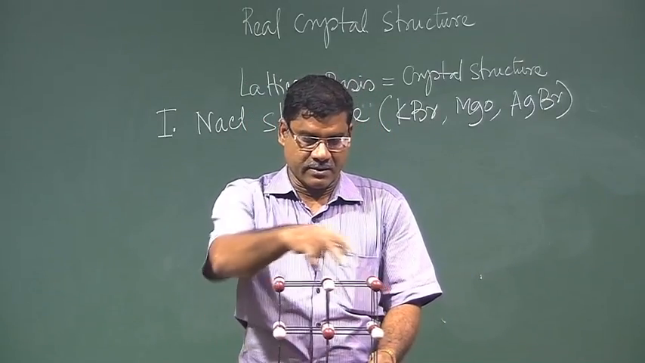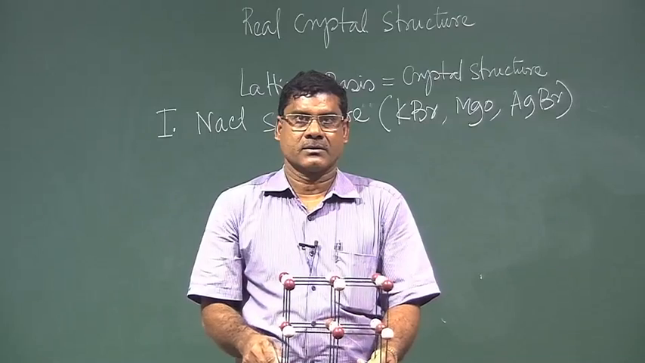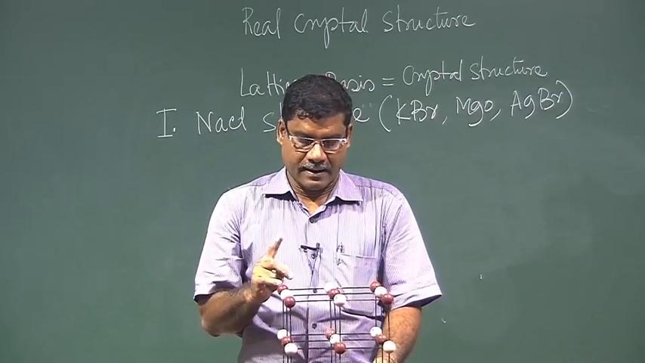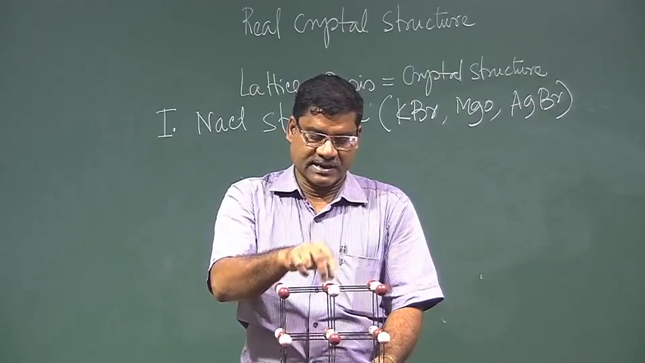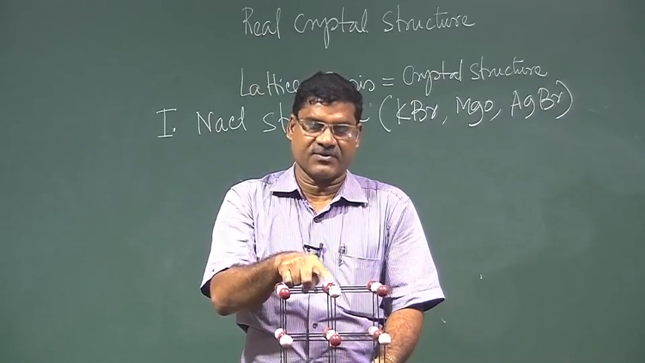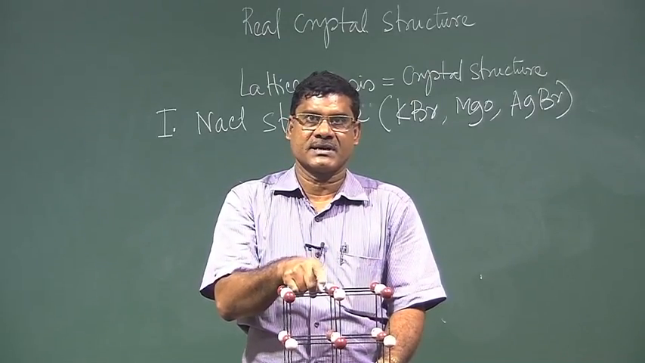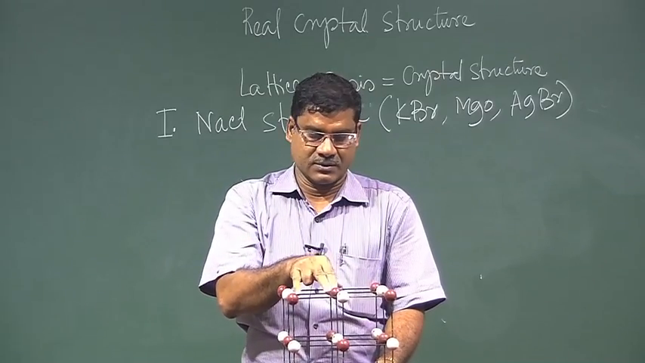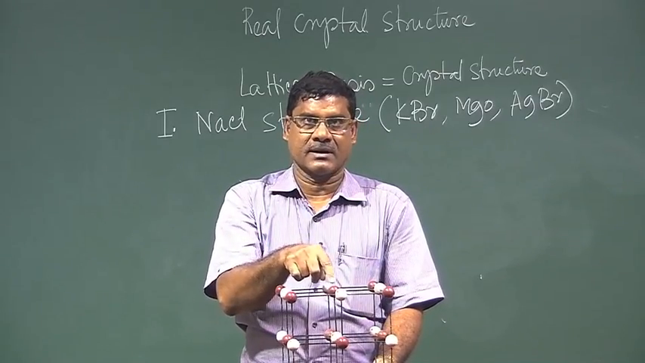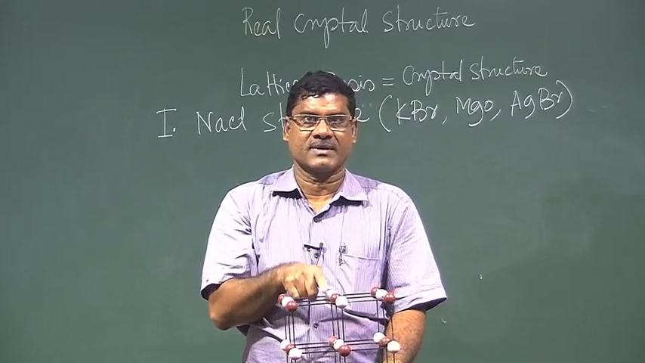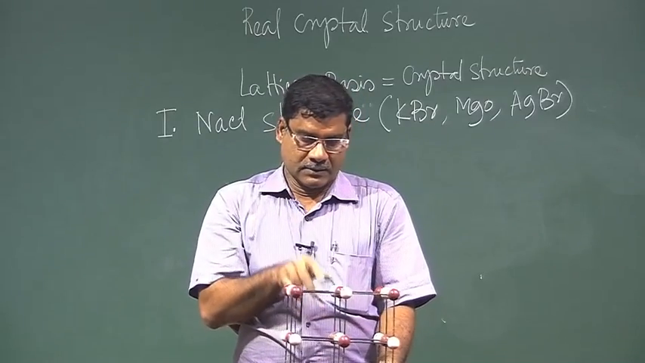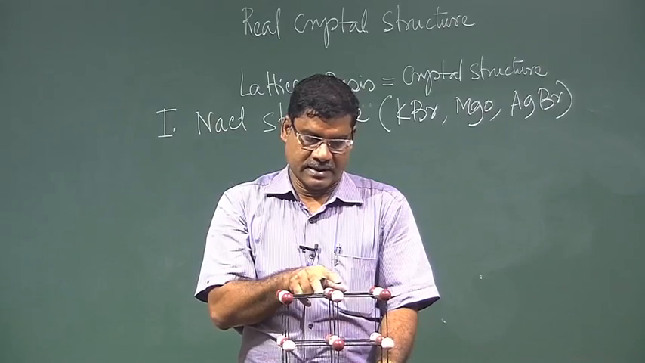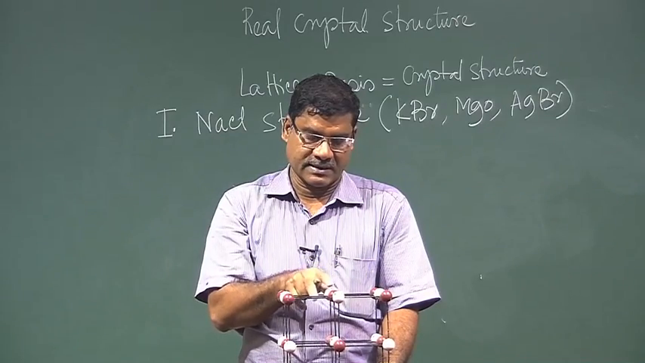So, from 8 corners the contribution is 1/8 each, so that gives 1. And from the 6 faces, each face's contribution is half, since it is shared with 2 cubes. So from 6 faces you will get 3, plus 1, that is basically 4 lattice points per unit cell.